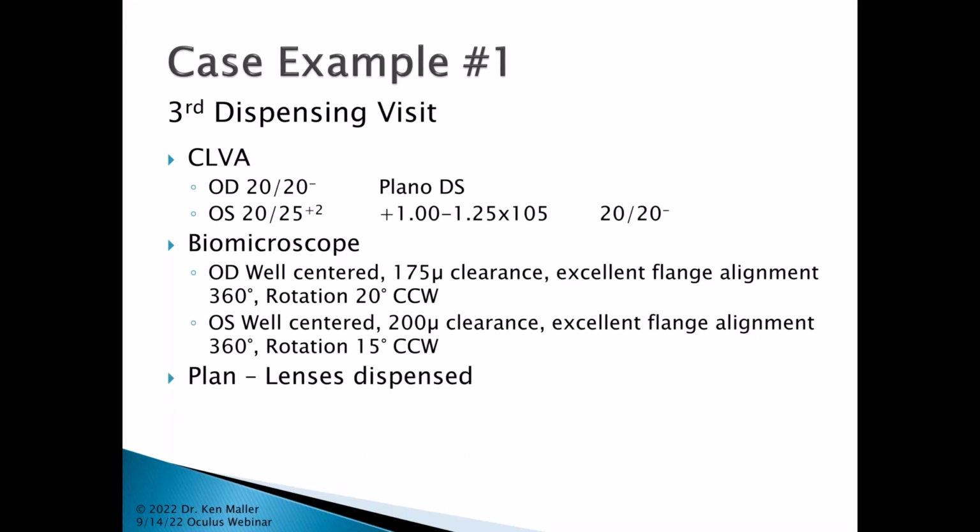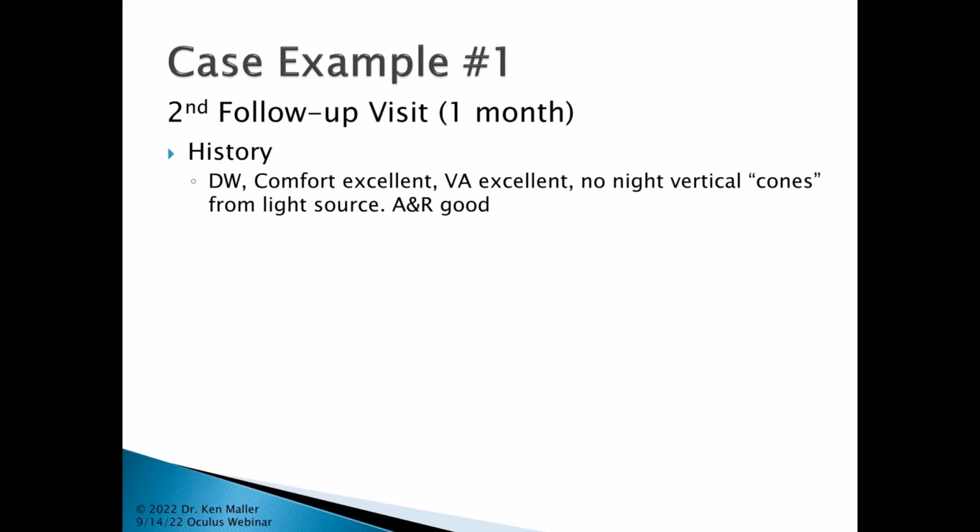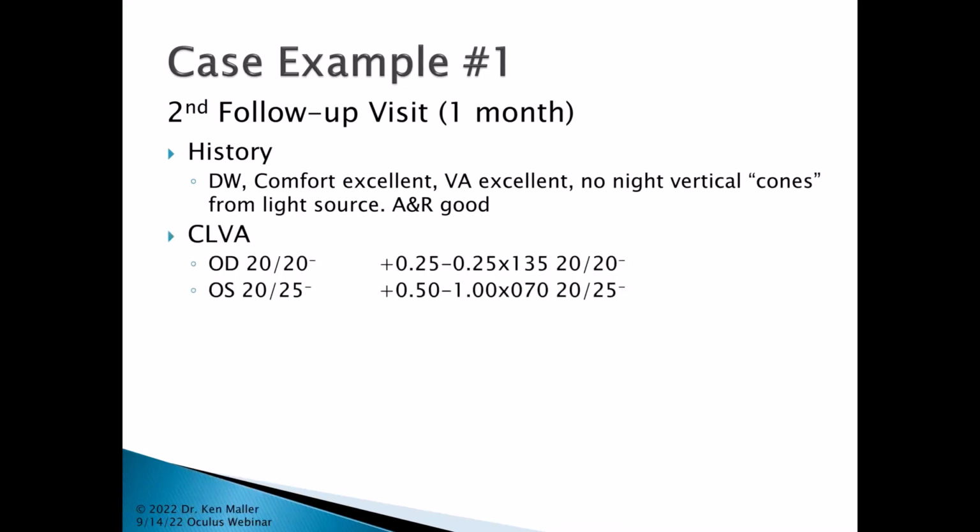I dispensed those lenses. She came back a month later for a follow-up. She's doing great with her comfort. She's seeing great. The vertical cones are gone, and she's doing very well getting the lenses on and off. And now we can see that the right eye has maintained very good vision with virtually nothing over refraction. And the left eye, although there's a little bit of over refraction, it didn't improve the acuity at all. It took her from 20/25 minus to 20/25 minus.